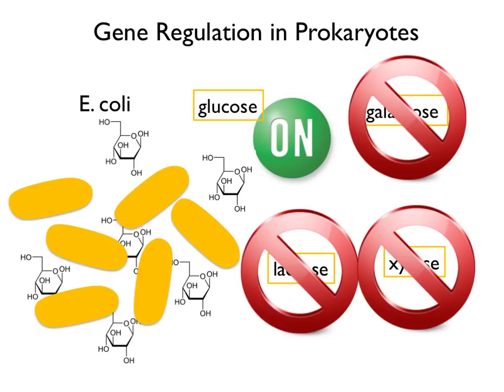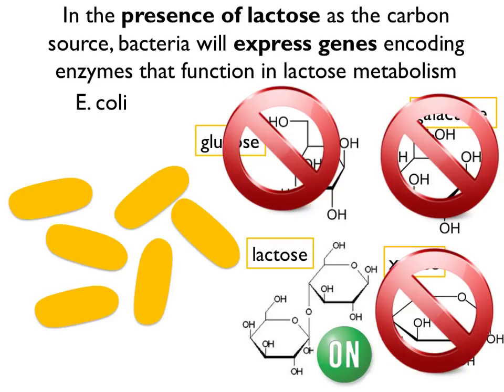In order to do this, bacteria have to, one, sense the environment to see what type of carbon source is available to them, and then be able to quickly turn off or turn on genes that are necessary for metabolizing the carbon source available. With respect to the Lac Operon, if lactose is available as a carbon source, bacteria have a mechanism to sense that lactose is available, and in response turn on or express genes encoding enzymes that function in lactose metabolism.